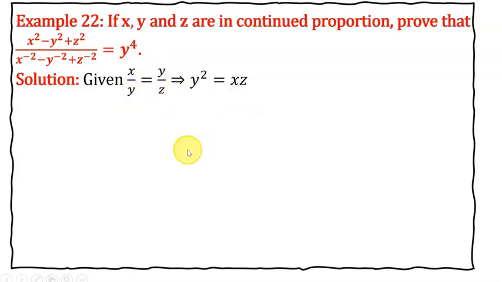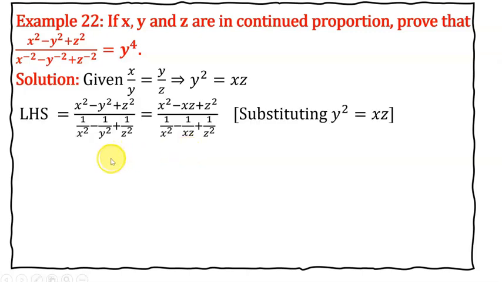By the cross multiplication, you will have y square is equal to xz. Now substitute the values. First, y square is equal to xz here in the numerator. What about the denominator? Make this index positive. That is 1 upon x square minus 1 upon y square plus 1 upon z square. But what is the y square here? Y square is equal to xz.